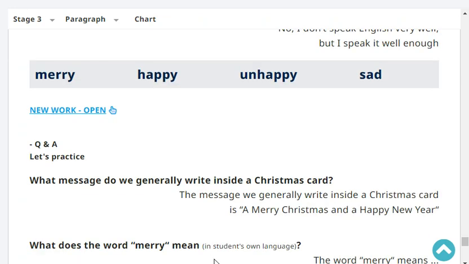Very good. What message do we generally write inside a Christmas card? The message we generally write inside a Christmas card is a Merry Christmas and a Happy New Year. Very good.